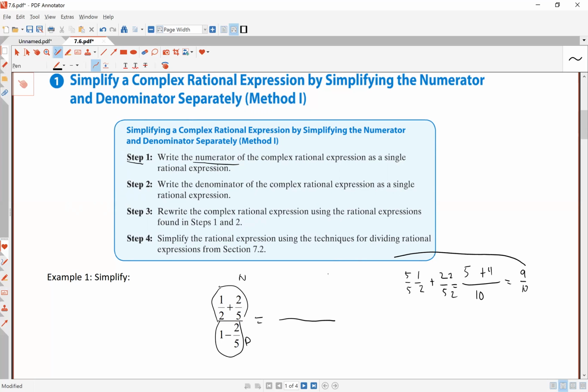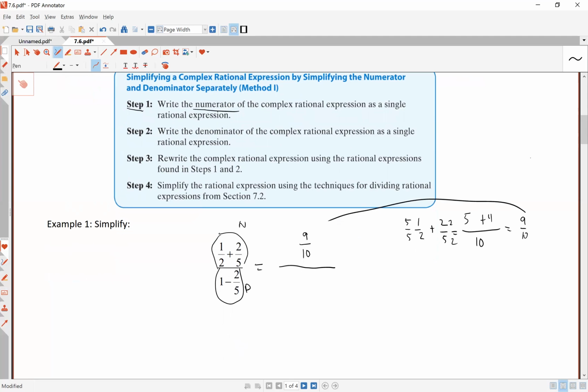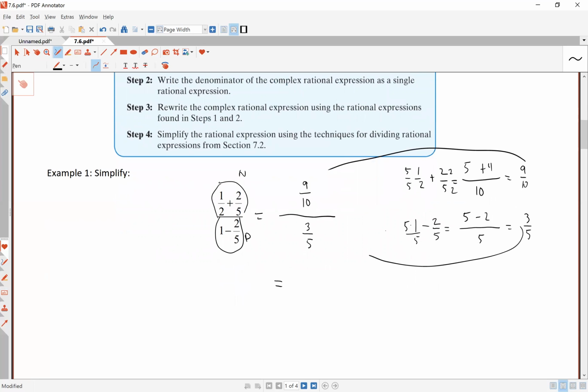So I go back and put that back in. And now we have 9/10 divided by 1 minus 2/5. 1 minus 2/5, that denominator is 5. So we multiply this top and bottom by 5. That gives us 5 on the numerator minus 2. And that gives us 3/5 then. So this now goes back in the bottom as 3/5.